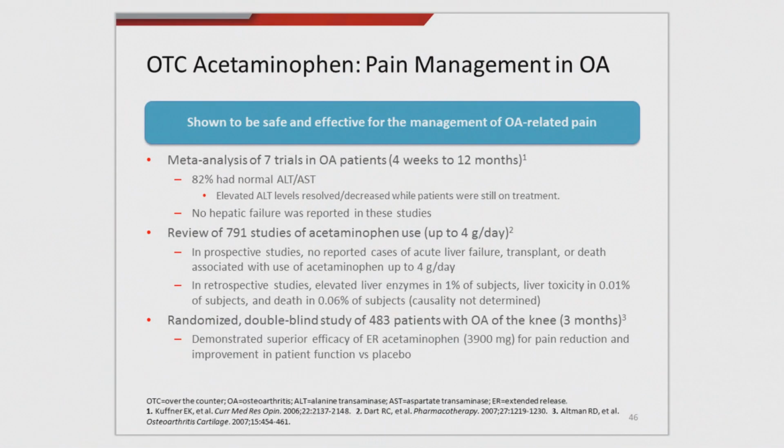So then we ask, okay, how is acetaminophen useful for pain management in osteoarthritis? In multiple clinical trials, it has been shown to be safe and effective, even for long-term use up to 12 months. We see that the majority of patients had normal ALT and AST levels when using acetaminophen. Even with minor elevation in these levels, we have not seen any hepatic failure within these studies. There are many advantages of using acetaminophen, and it is among the first-line choices of analgesia. It remains the hallmark and cornerstone of therapy in patients who have osteoarthritis.